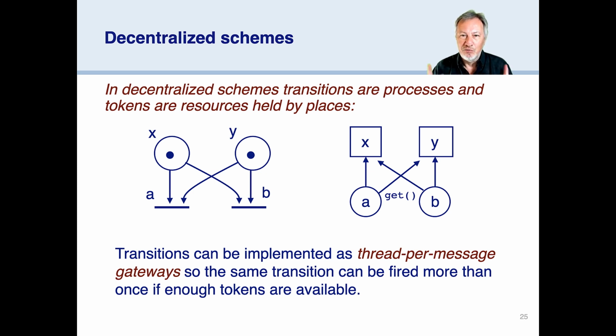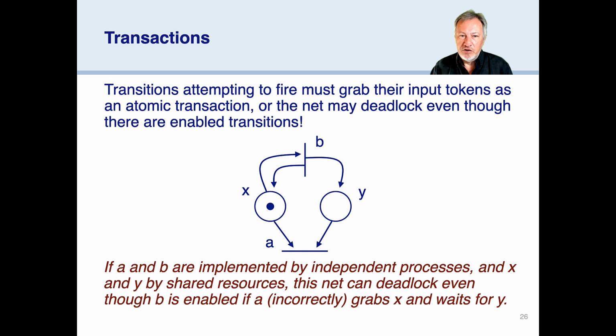Obviously this should ring some alarm bells, because if this is not done in a careful way, we could reach a deadlock situation. So you will either have to ensure that no deadlock is possible, for example, by always acquiring tokens in a strict and consistent order, or alternatively, you may need to detect deadlock and force a transition to roll back if there's a deadlock. So transitions attempting to fire must grab their input tokens as an atomic transaction, or the net may deadlock.